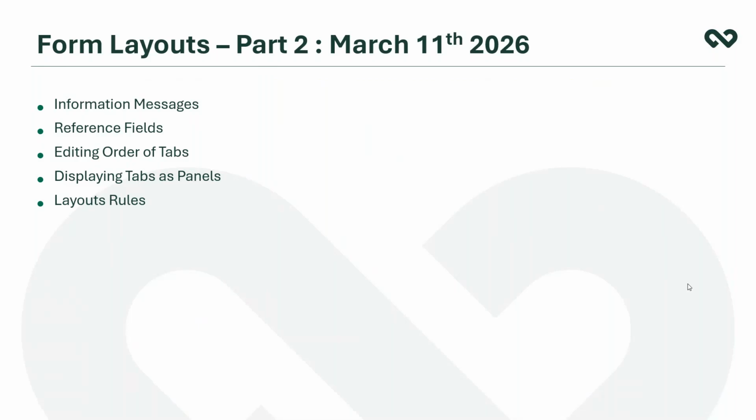I'll also show you how to control tab display and ordering. So this includes choosing which tabs appear on the form layout and changing the order they're displayed in. In addition to that, we'll also explore how tabs can be displayed as panels that will allow you to display the details of more than one tab at the same time, side by side.